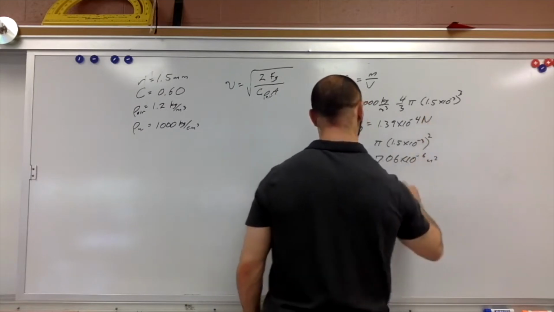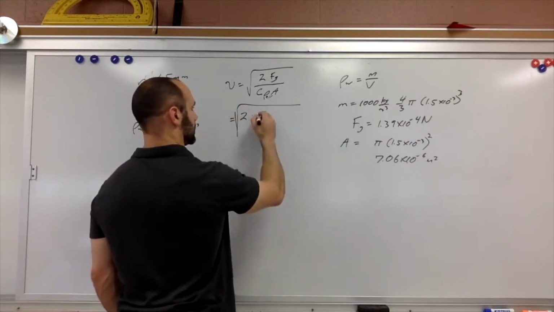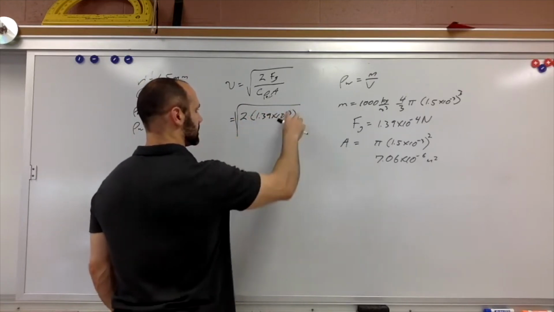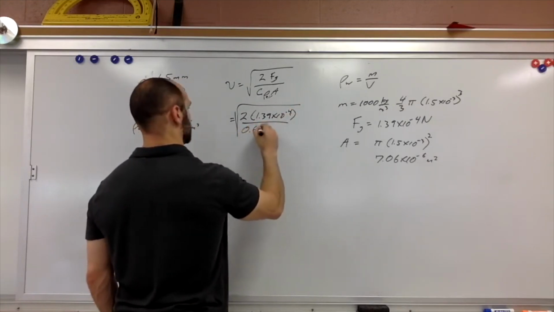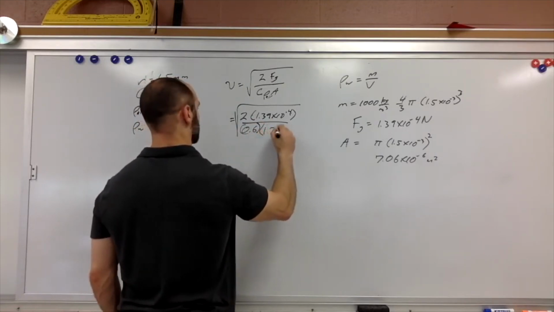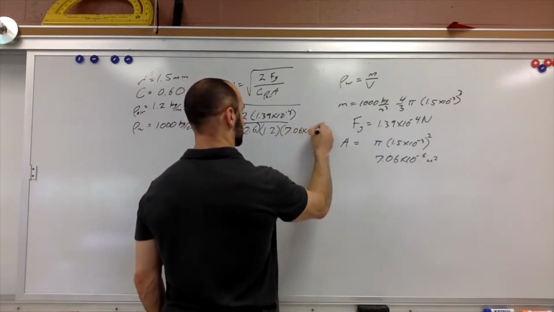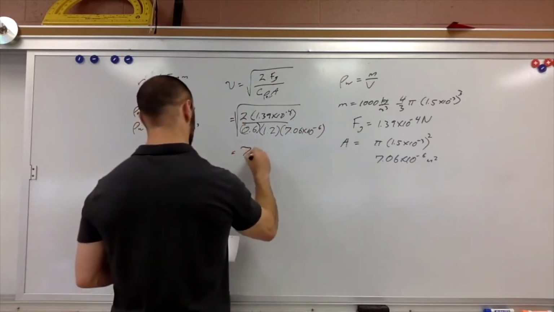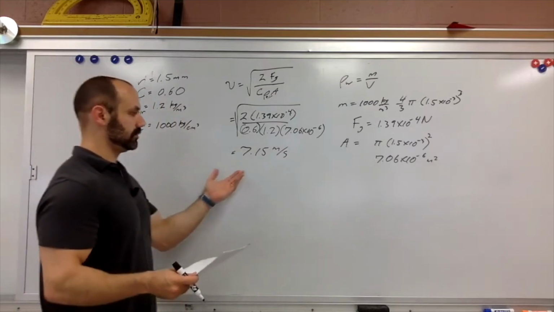This is in newtons. So I plug these numbers in here, and I get 2 times the square root of all this: 2 times 1.39 times 10 to the negative fourth, sorry, I looked at the wrong line over there, over C, which is 0.6, times rho of air, which is 1.2, and then A, which is 7.06 times 10 to the negative sixth. Right? And when you put all that in, what we end up with is 7.15 meters per second. Right, so it's really not moving all that fast.